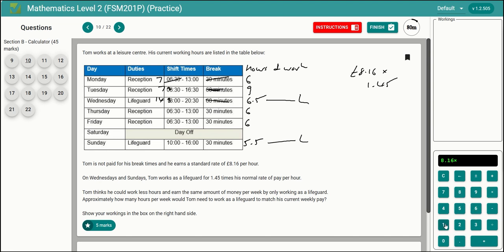8.16 multiplied by 1.45, and that comes to, I'm not going to round it, that's going to be £11.832. Okay, so 6.5 plus 5.5, again, we could use the calculator for this if we want to, why not?